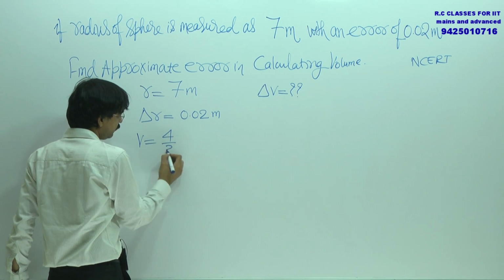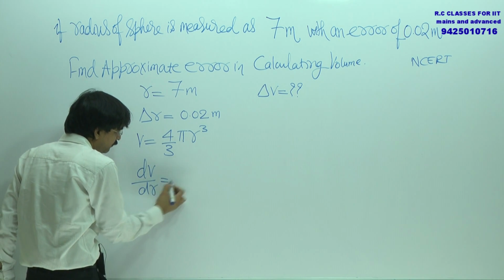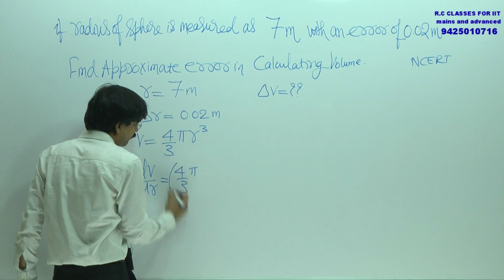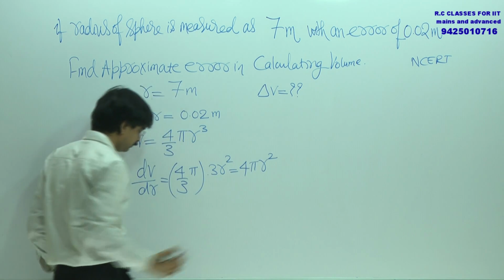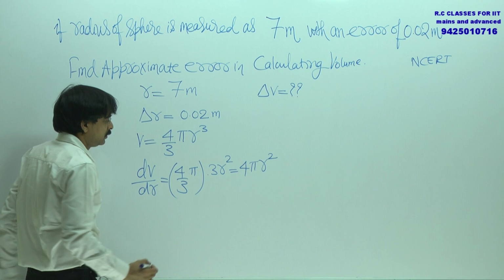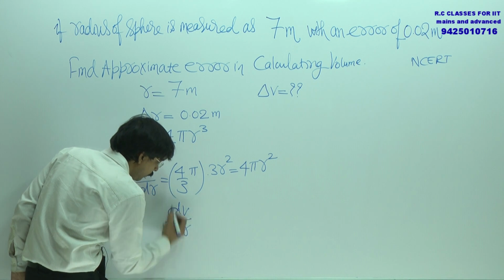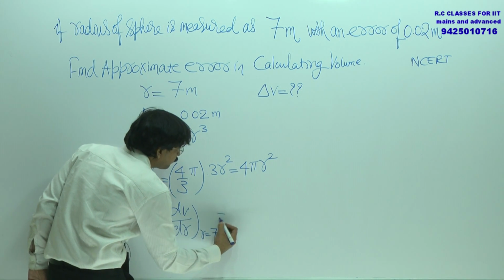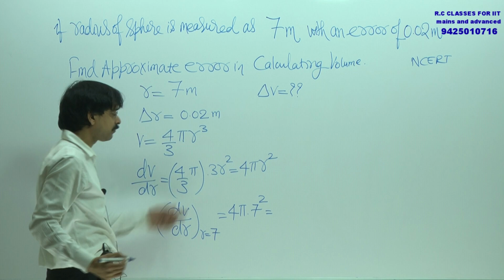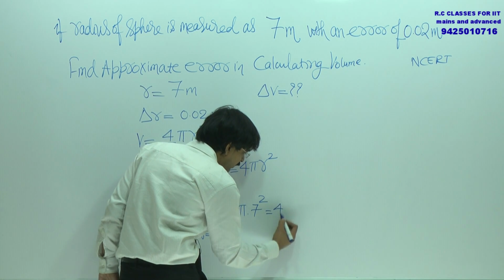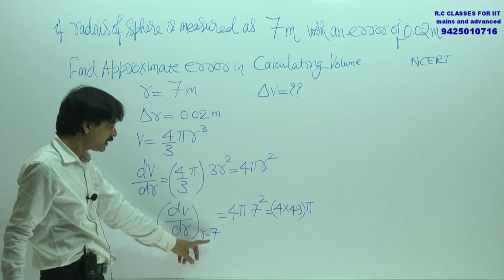So the volume of a sphere is 4/3 pi r cube. With respect to r, we differentiate that: 4/3 pi into 3r square, it is 4 pi r square, that is dV by dr. And that dV by dr at r equals 7 will be 4 pi into 7 square, 4 into 49 pi. That is dV by dr at r equals 7.